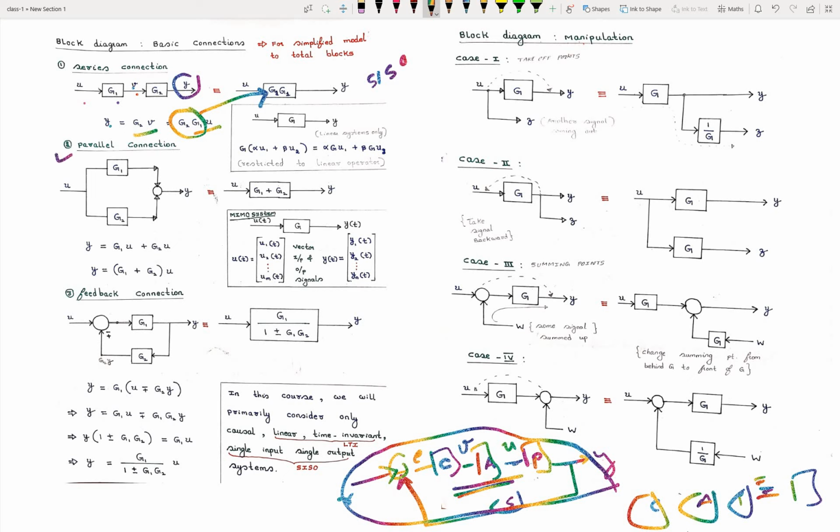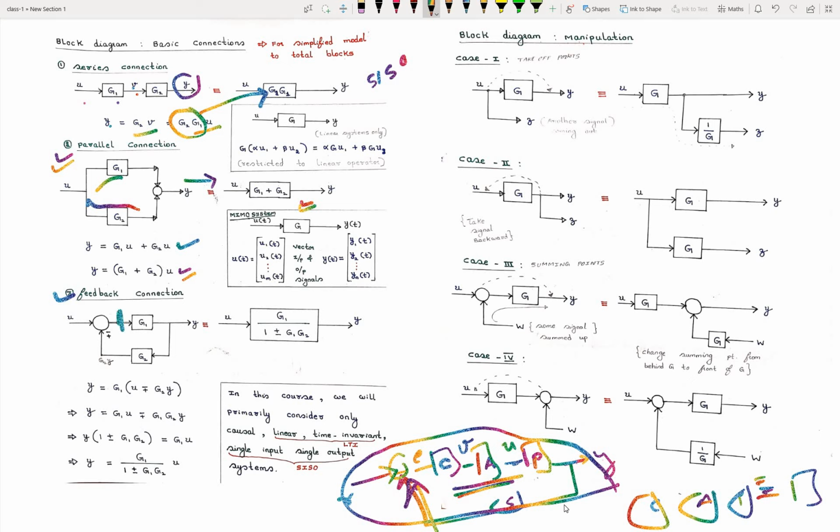Next we have parallel connection. See the mathematical derivation: y equals G1 times U plus G2 times U. I have taken the input U common, G1 plus G2 times U. So the single block representation is G1 plus G2 for parallel connection. For series connection, G2 G1. For parallel connection, G1 plus G2. Now come to feedback connection. As explained here, feedback connection. So how do we represent it as a single block? See the mathematical derivation. Observe this point here.